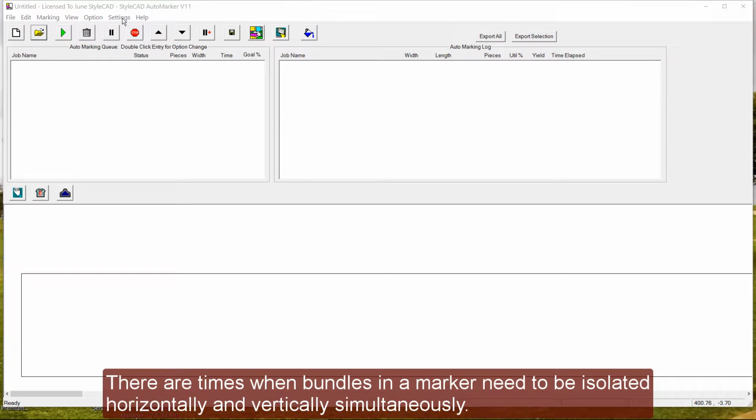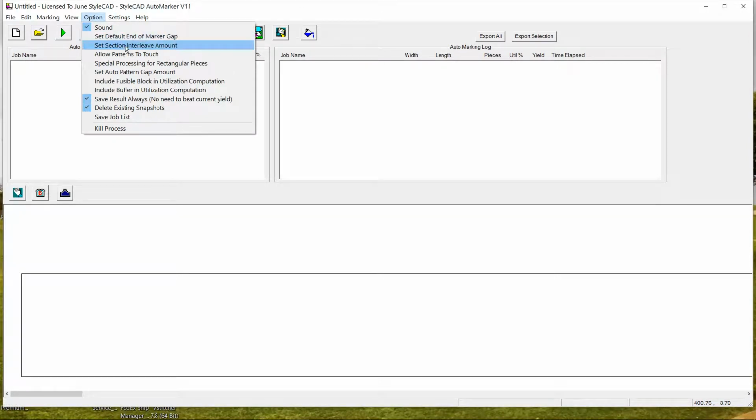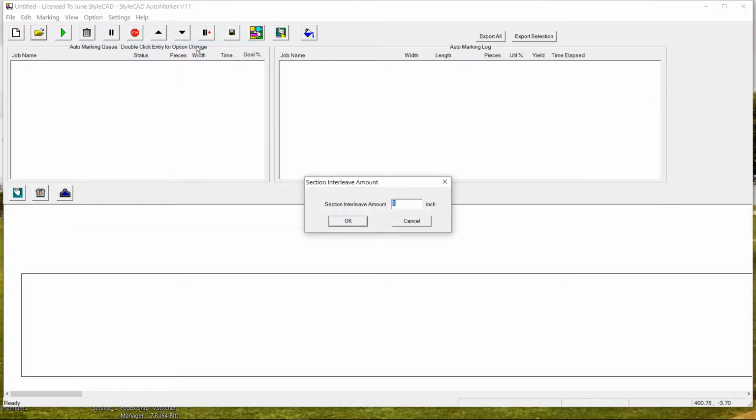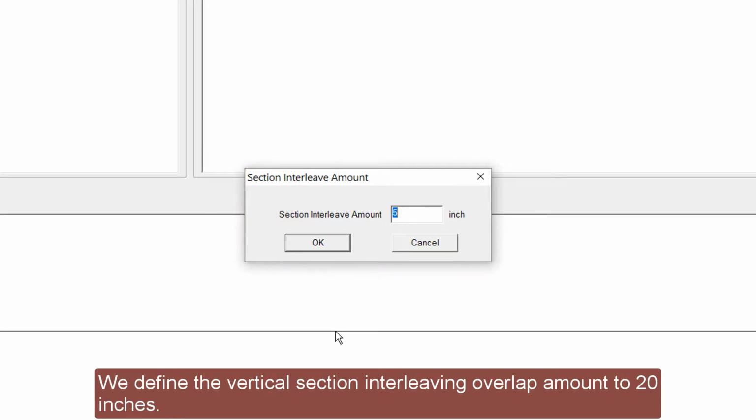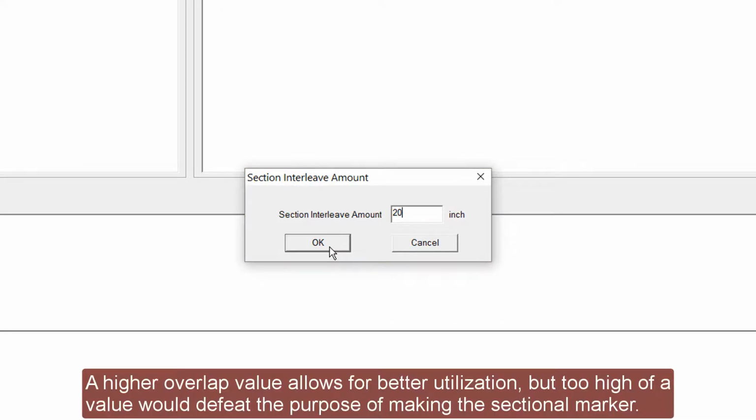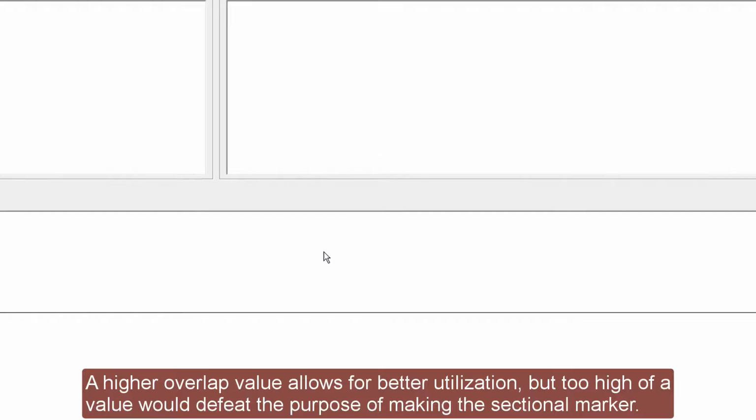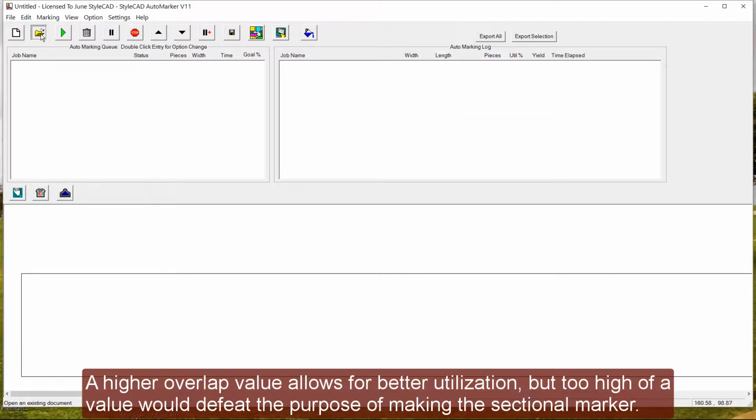There are times when bundles in a marker need to be isolated horizontally and vertically simultaneously. We define the vertical section interleaving overlap amount to 20 inches. A higher overlap value allows for better utilization, but too high of a value would defeat the purpose of making the sectional marker.